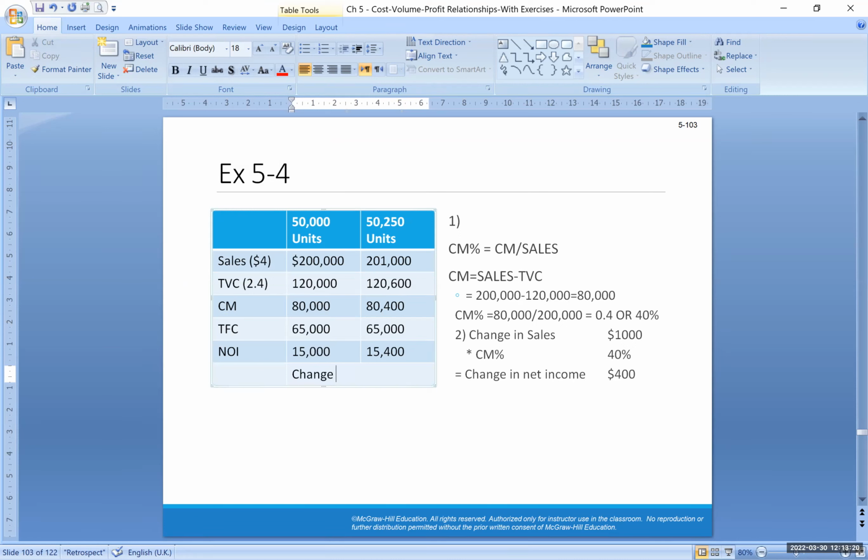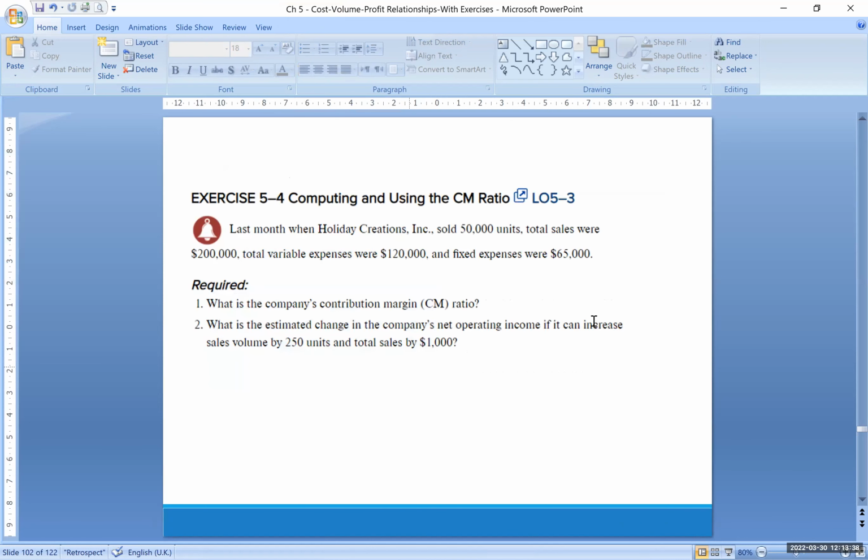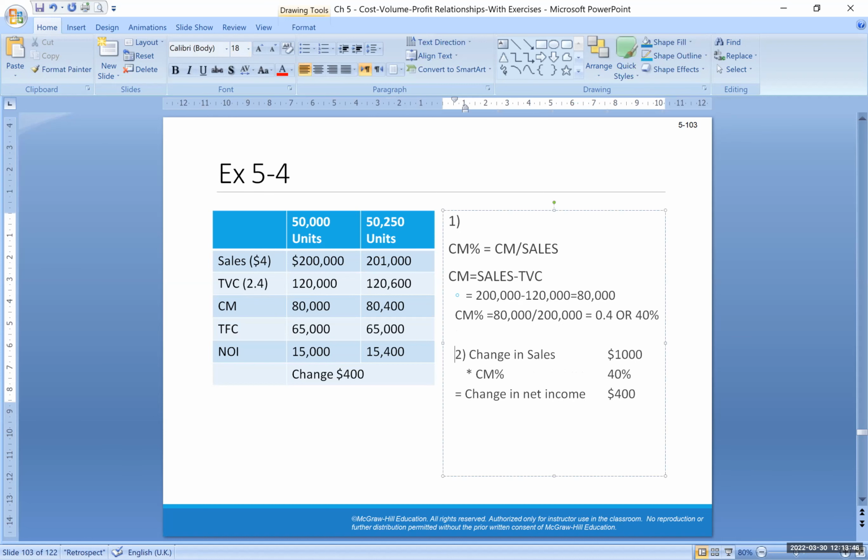The change in the net operating income will be the difference between the two net operating incomes, which is 400, right? 15,400 minus 15,000, and the change is 400. This is a verification for the shortcut. Join these two solutions. The shortcut method: the change in sales, which is 1,000, times the contribution margin ratio, 40%, and then the change in the net income will be 400. The verification means we have to prepare the two income statements. Any question, guys, here?